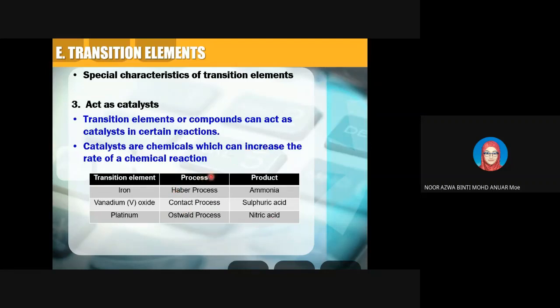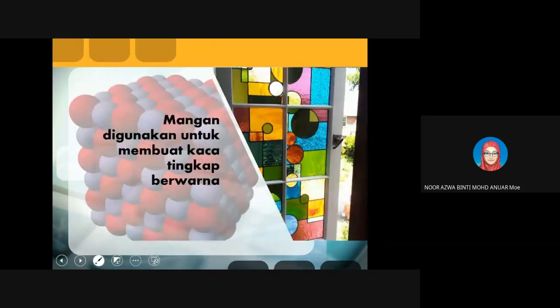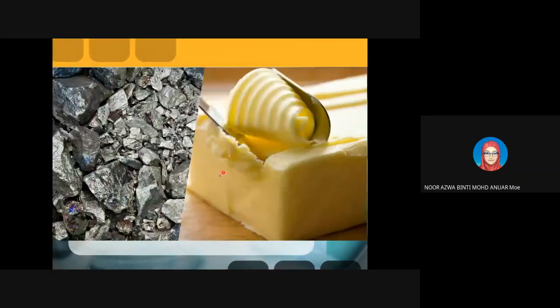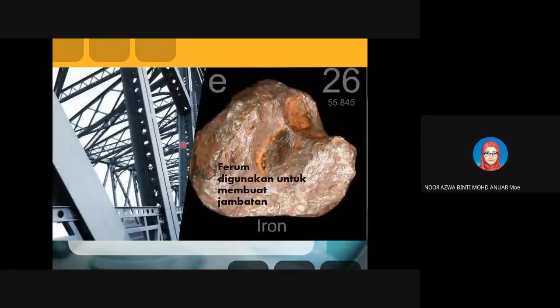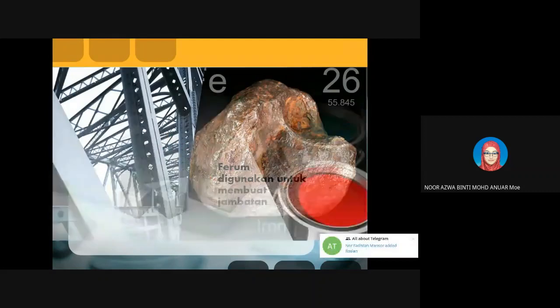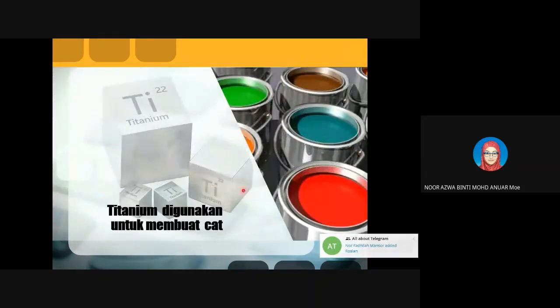So itu dia punya special karakteristik, color semua ya. Okay, tengok ini cikgu baru tambah slide. So dalam Malay lah ya. Okay, macam mangan tadi digunakan untuk membuat kaca tingkap yang berwarna-warni. See, colourful kan, nice. And then nickel or platinum digunakan dalam proses penghidrogenan. Nampak dah buat margarine kan. Iron digunakan untuk bridge lah, membuat jambatan besi. Okay, kita buat jambatan. And then titanium untuk paint, untuk kita buat cat.